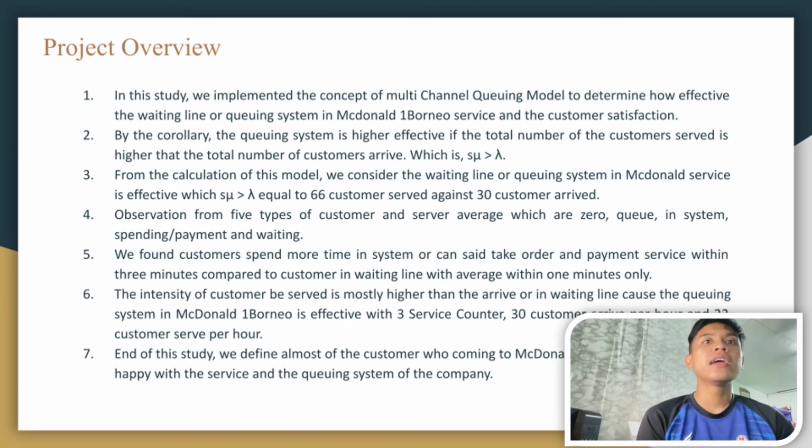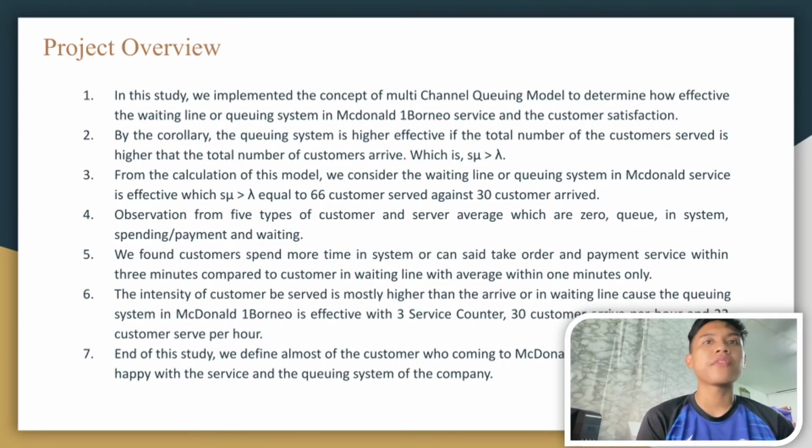By the corollary, the queuing system is highly effective if the total number of customers served is higher than the total number of customers arriving, which is the formula S multiplied by mu is more than lambda. From the calculation of this model, we consider the waiting line or queuing system in McDonald's service effective, which is equal to 66 customers served against 30 customers arrived.